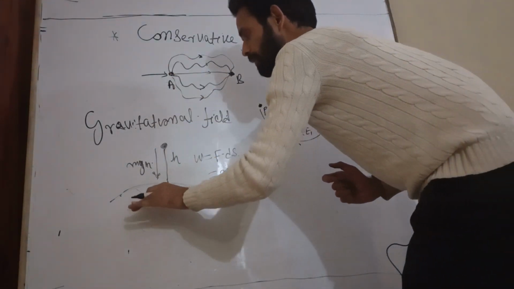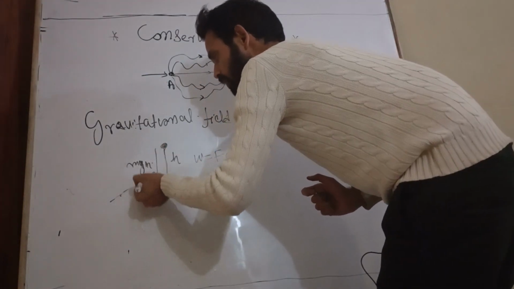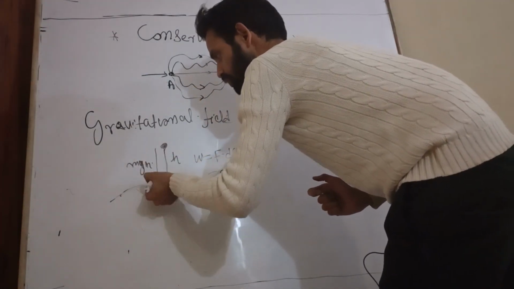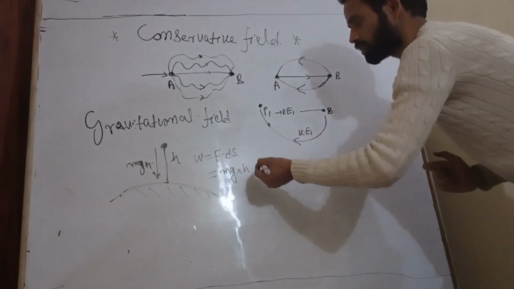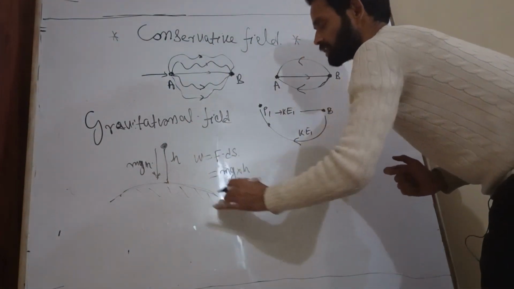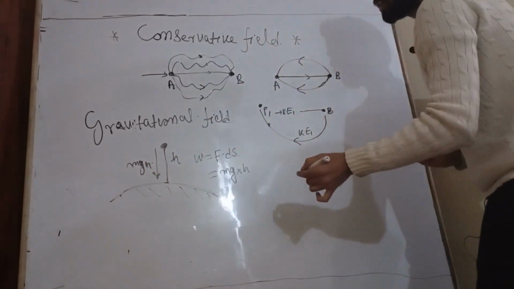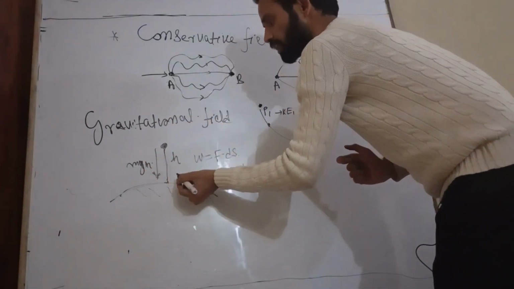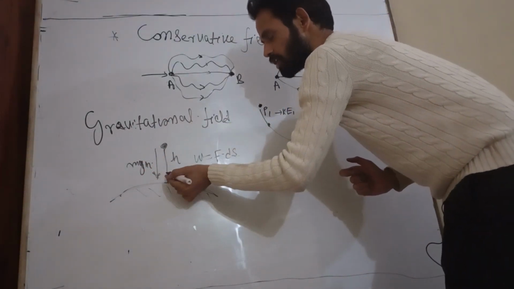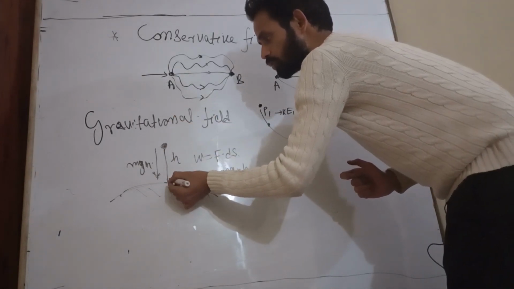Okay, it will come down automatically. Why? Because of gravity. So if you see here, the change in the kinetic energy is what? Zero.